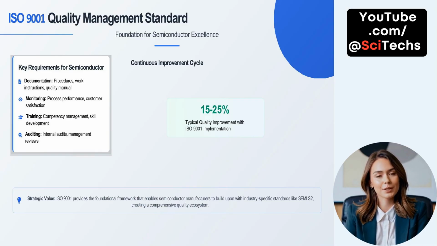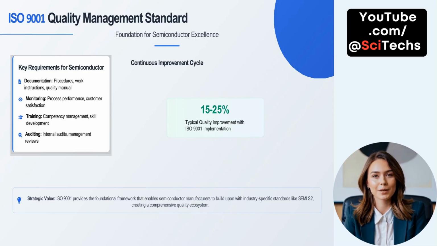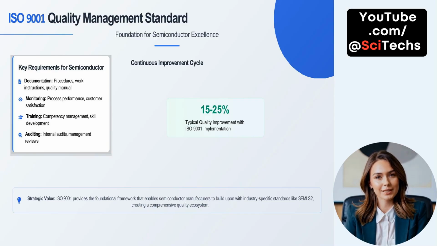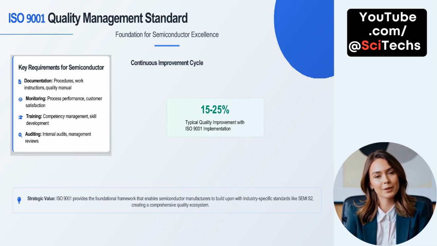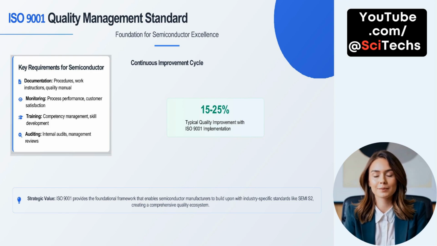Monitoring is the next pillar, focusing on tracking process performance and customer satisfaction to drive measurable outcomes. Training plays a critical role by strengthening competency management and skill development across all levels of the organization. Auditing completes the cycle, utilizing internal audits and management reviews to identify gaps and reinforce accountability.